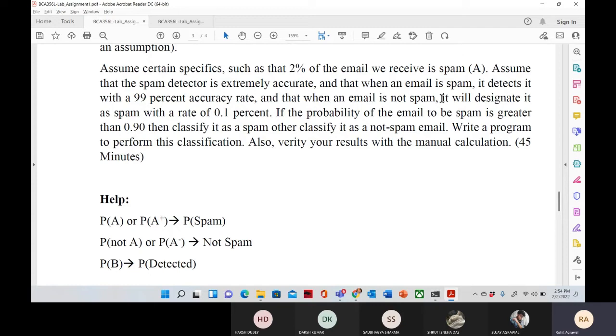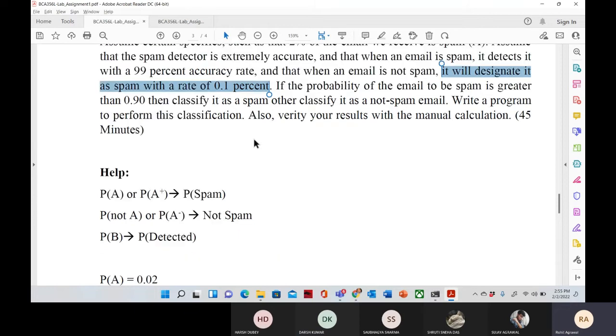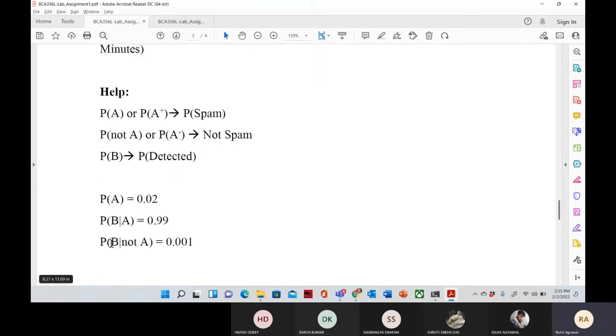It designated it as spam with 0.1%. So what does it mean? It is given that it is not spam, so what will be after the slash? A minus. Yes, A minus. So that means this one: P of B given A minus.